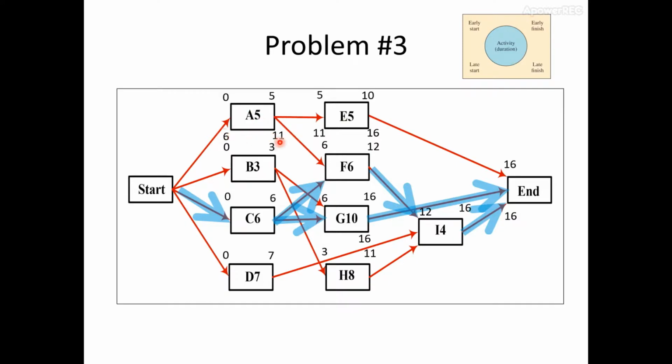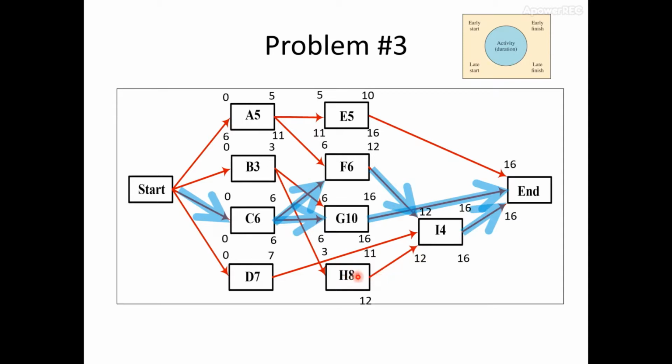For activity G, late finish is 16 and late start is 6, 16 minus 10 equals 6. And then for activity C, late finish is 6, and late start for activity C is 0, since 6 minus 6 is 0. And for activity I, late finish is 16, and late start is 12. 16 minus 4 is equal to 12.